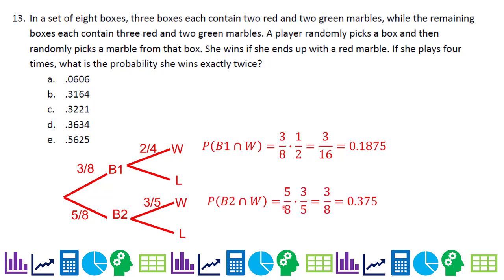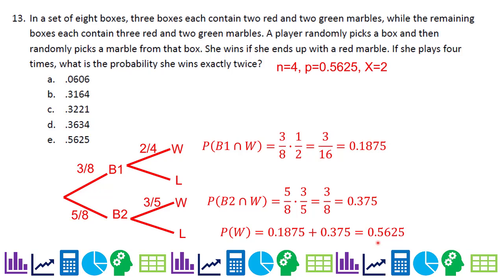And then the probability of winning on box 2 is 5/8 times 3/8, which is 3/8, and I get 0.375. So the probability of winning in general is adding these 2 up, and I get 0.5625. So I'm done with the first part. Now I know that the probability of winning once you play on one attempt is about 56%.